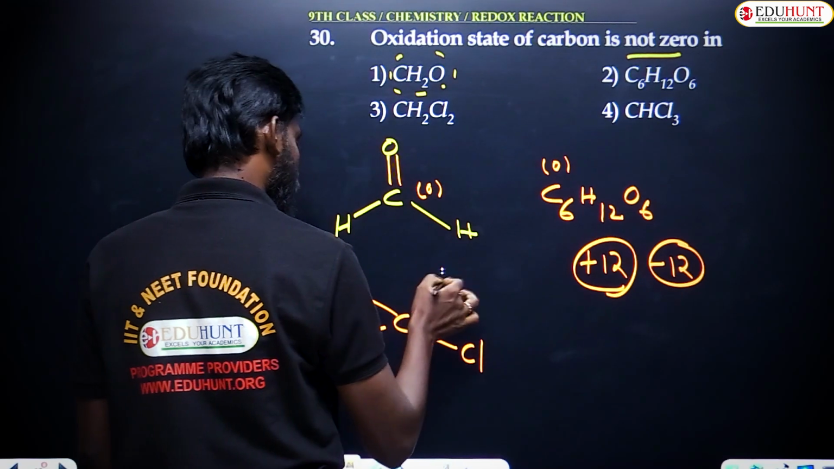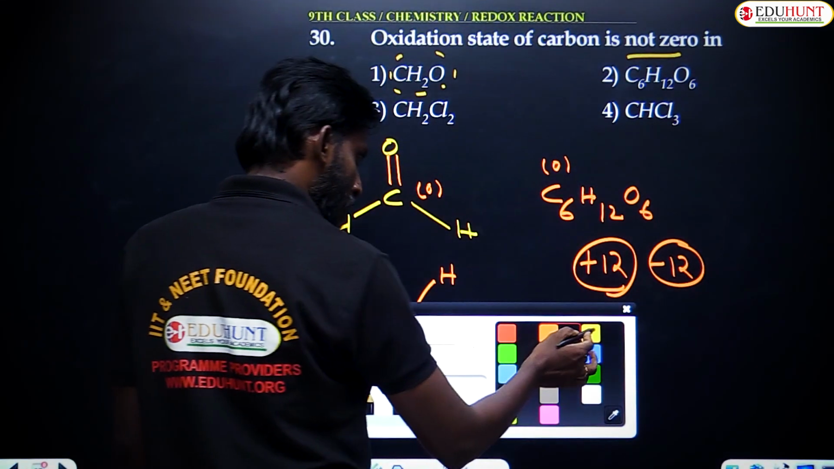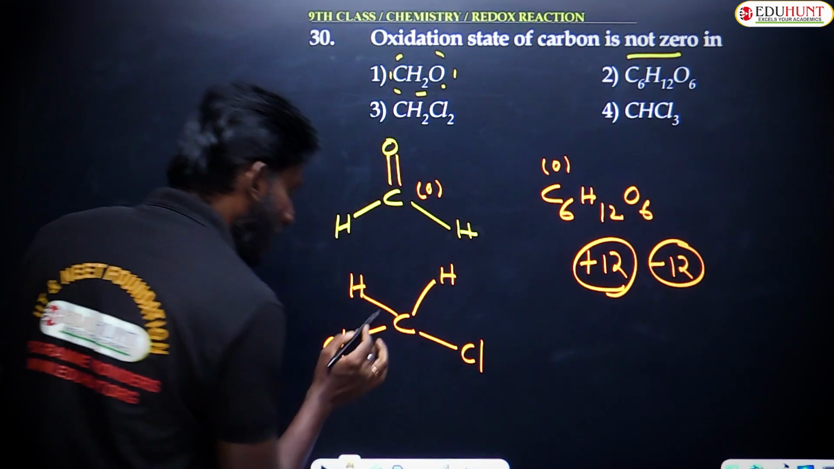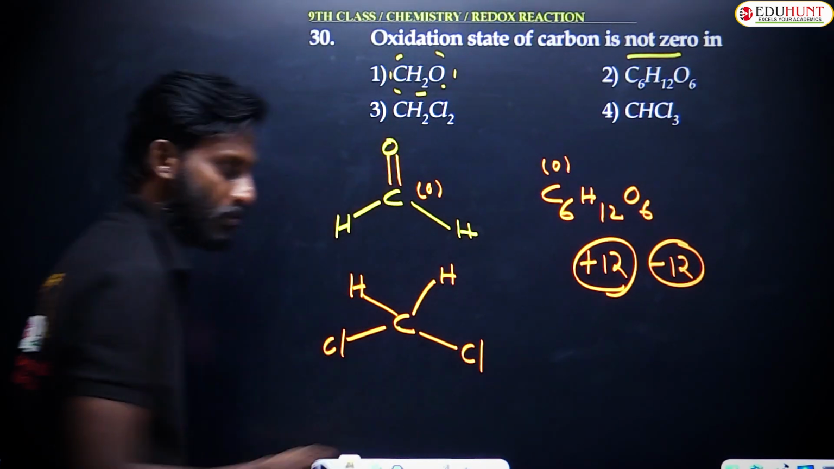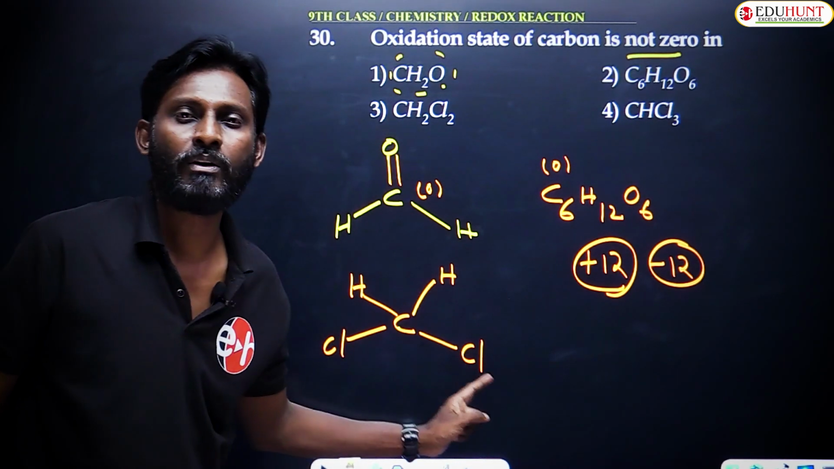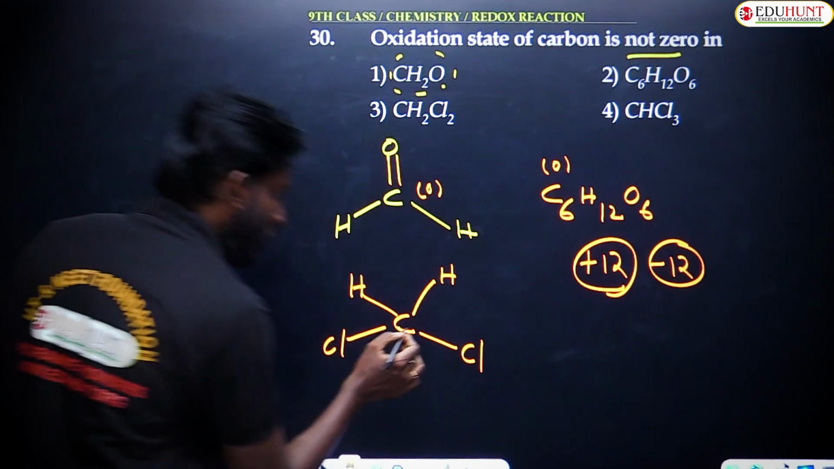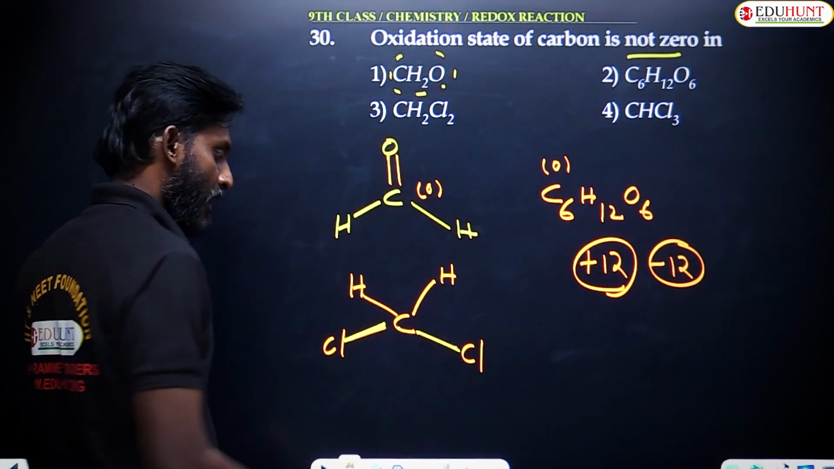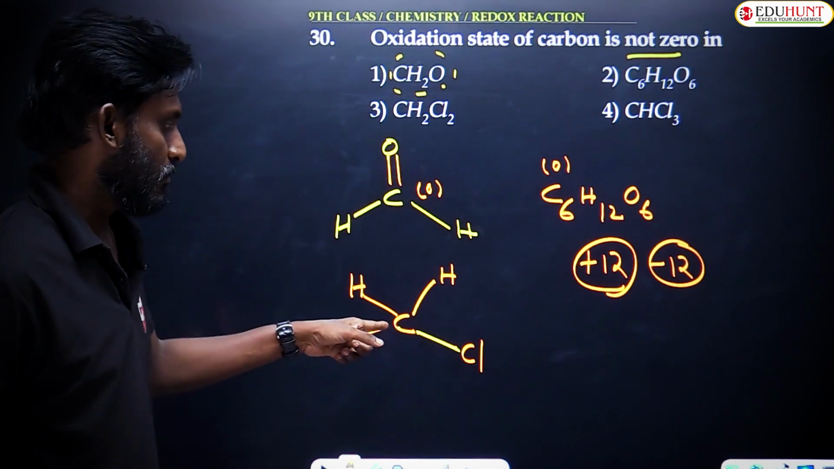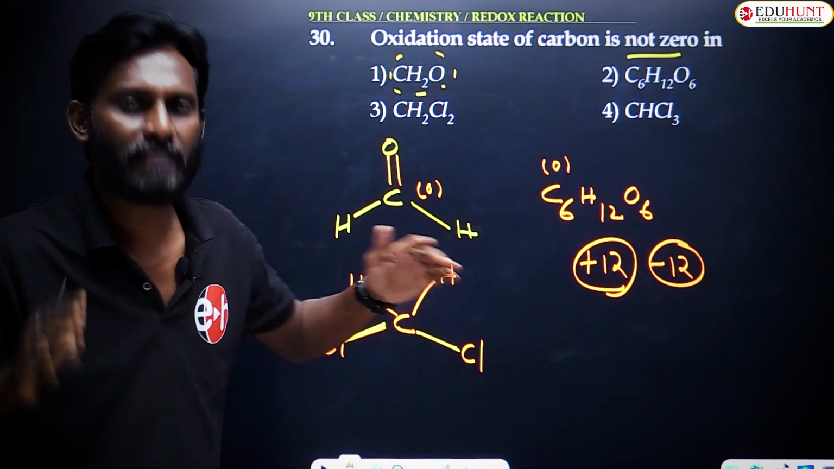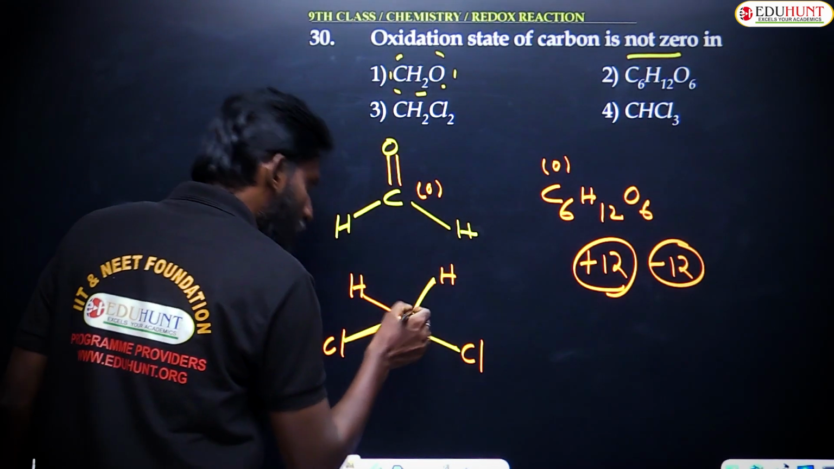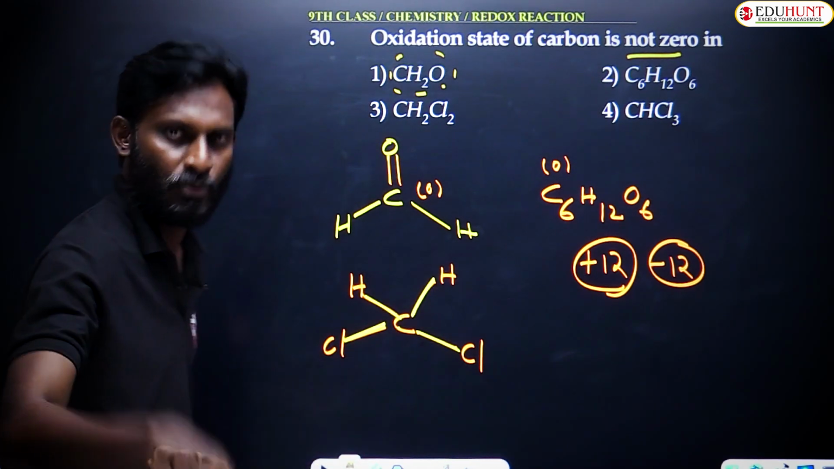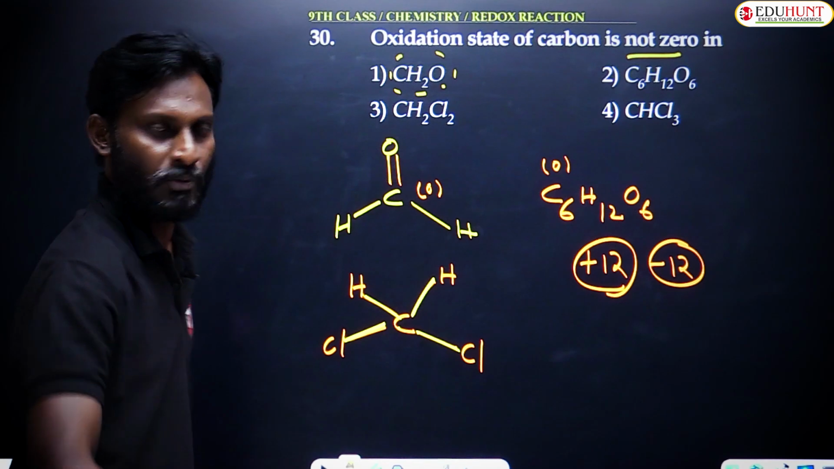Now here, dichloromethane, CH2Cl2, the same concept. Think by the electronegativity concept. Compared to carbon, chlorine is more electronegative, so plus 1, so plus 2. And compared to carbon, we are considering hydrogen as less electronegative, then minus 1, minus 2. So plus 1, plus 2, minus 1, minus 2. So plus 2, minus 2, so 0.